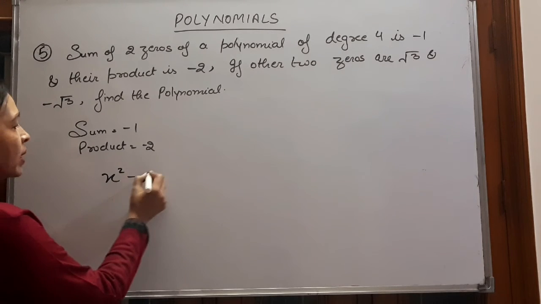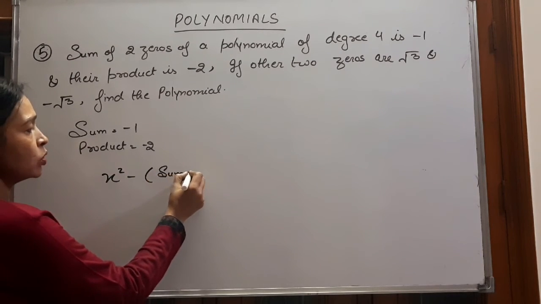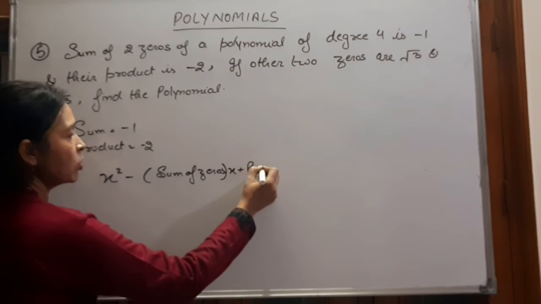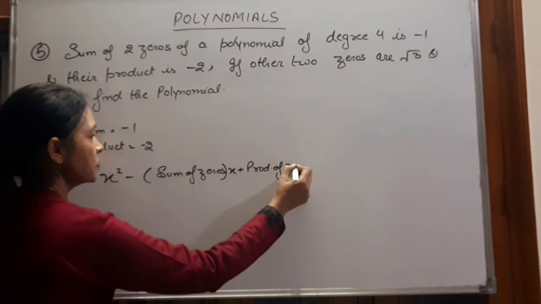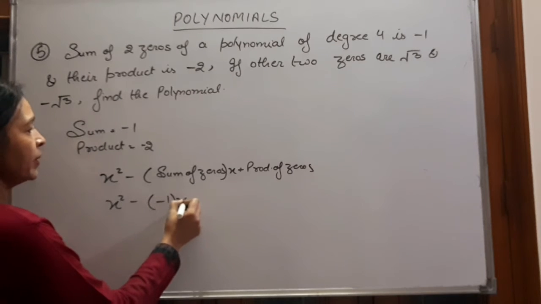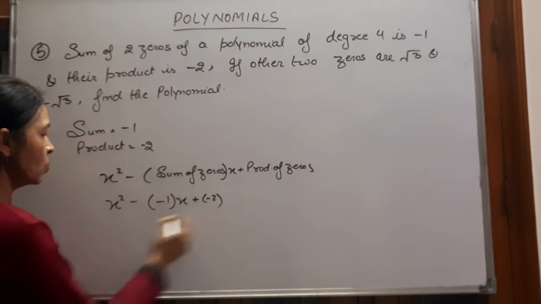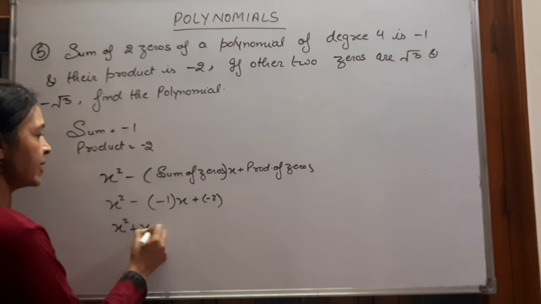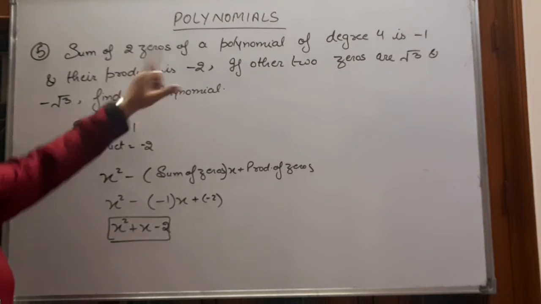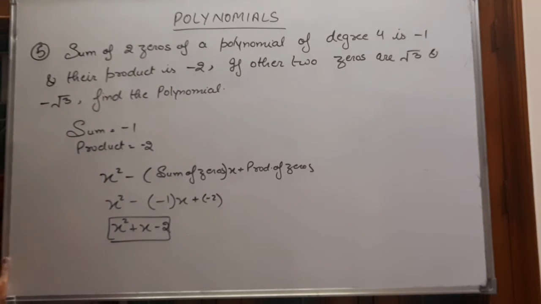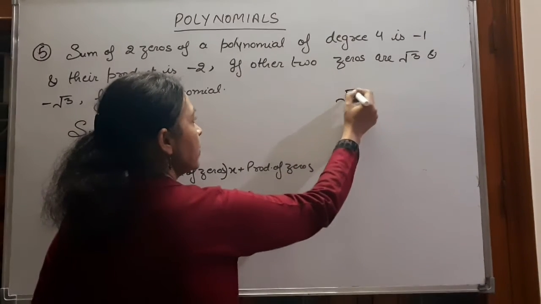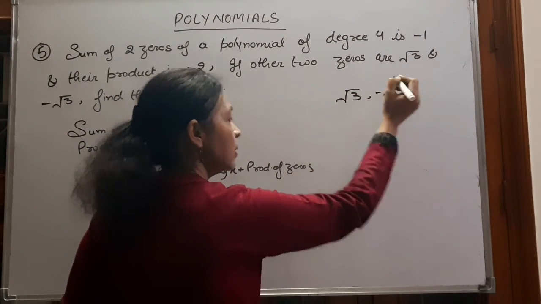Quadratic polynomial can be x square minus sum of zeros into x plus product of zeros. We have x square minus (minus 1) into x plus minus 2. That is x square plus x minus 2. This is a quadratic polynomial. Now we have to form the polynomial with degree 4. The other two zeros are root 3 and minus root 3.